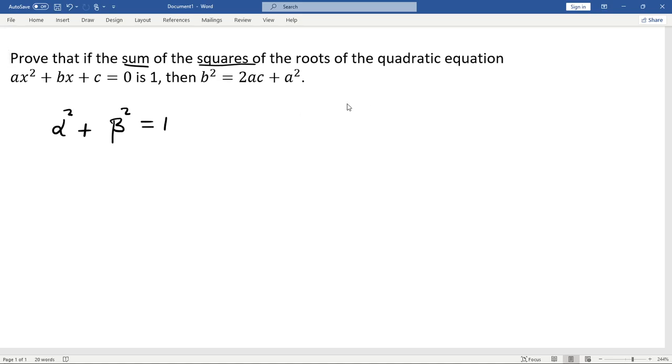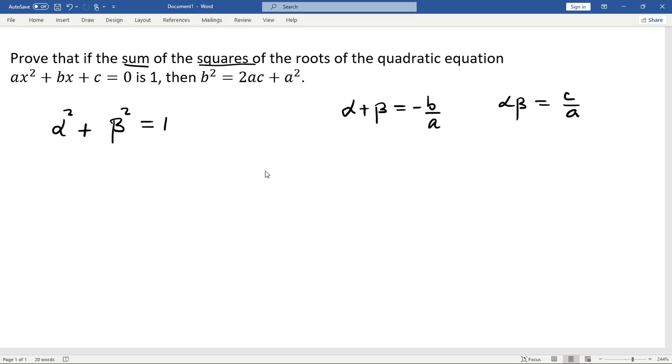Then what else do we know? We know that the sum of the roots, alpha plus beta, is equal to negative b over a, and then the product of the roots, alpha beta, is equal to c over a. So now here we have alpha squared plus beta squared equal to 1. Now we need to find the identity of alpha squared and beta squared. So how do we get the identity here?